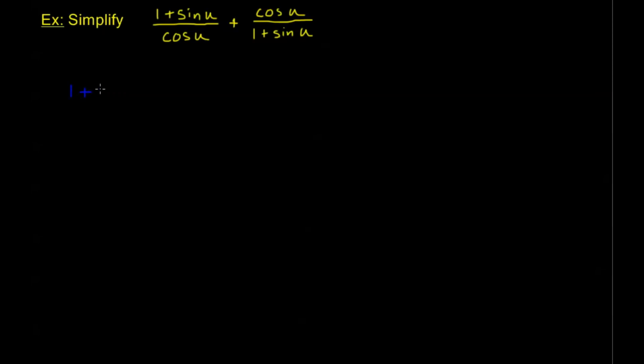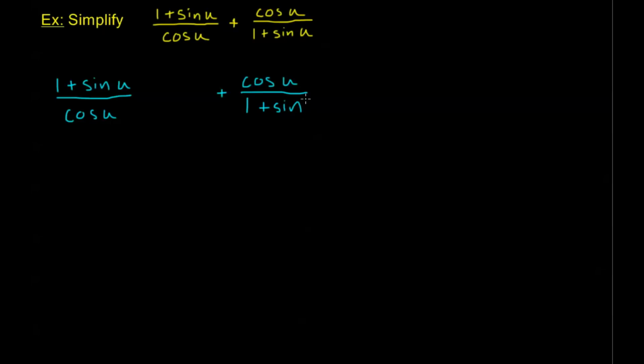Let's look at something a little bit more complicated. Say I want to simplify 1 plus sine of u over cosine of u plus cosine of u over 1 plus sine of u. So I have 1 plus sine of u over cosine of u, plus cosine of u over 1 plus sine of u.